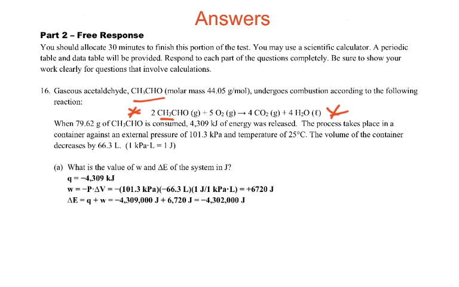Notice we need 2 moles of the acetaldehyde. We do this, we're going to get 4 CO2s, 4 H2Os, and we're going to get 5 O2s. If we were to do the reaction, we would have gotten fractions for the oxygen if we use 1 mole of acetaldehyde. So we went back and doubled everything. So 2, 5, 4, and 4. So when 79.62 grams of acetaldehyde is consumed, 4309 kilojoules of energy was released.